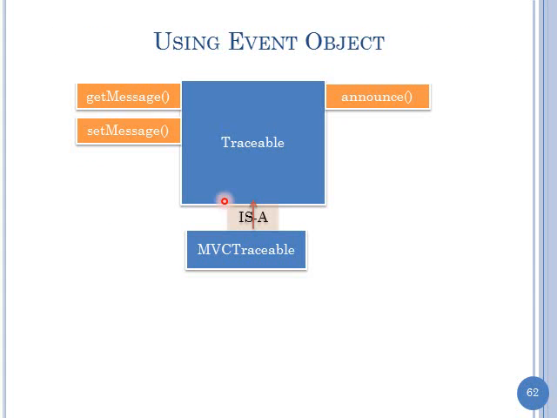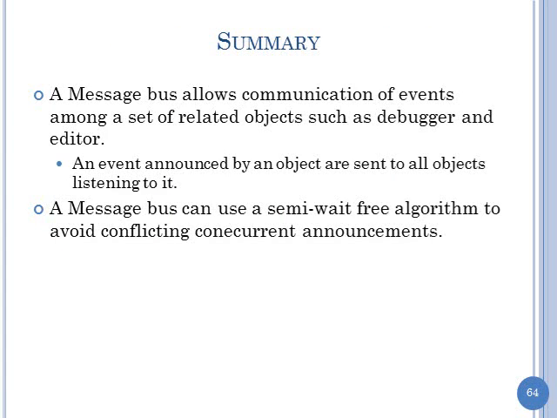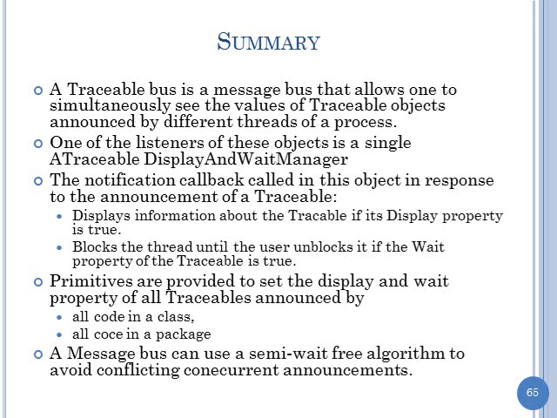I can also go, traceable has a set wait and set display. So if I want only certain kinds of events to be traced, I can just override this method and say set display true or set wait true, and that kind of event only will be tracked. So it's the property of the event rather than the property of the announcer of the event. Questions? The main conceptual thing, that's something I can ask you as an exam question.